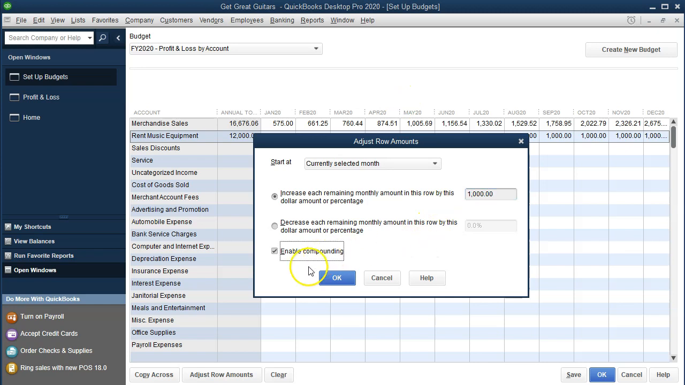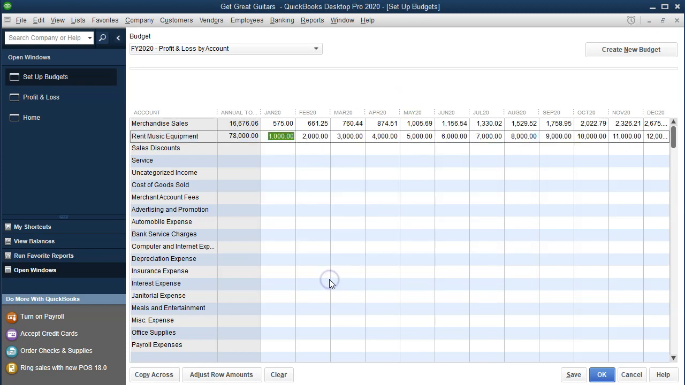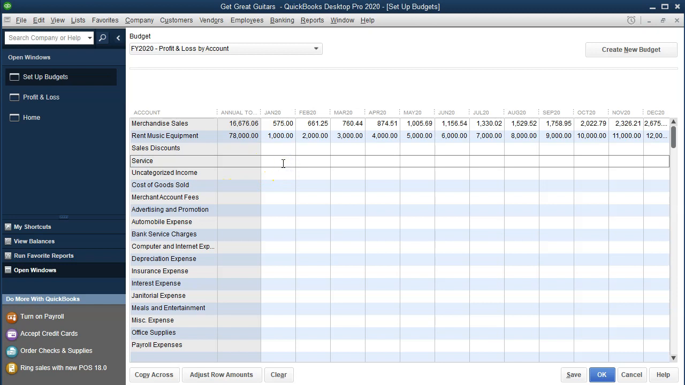And then enable compounding and okay. So now it worked. All right. So we got the 1,000, then the 2,000, then the 3,000, and so on. Same kind of concept here, but rather than using a percentage to increase, we used a flat number to increase it. Now we're going to skip the sales discount and we're going to move down to the service income.